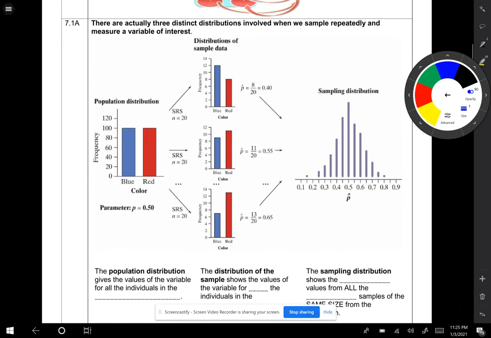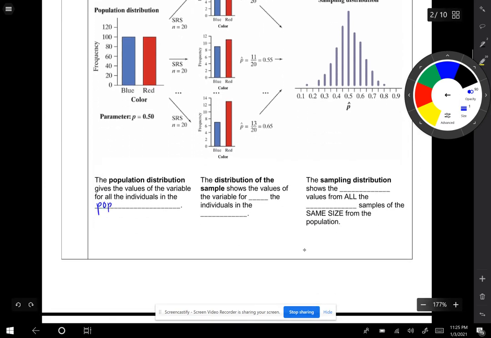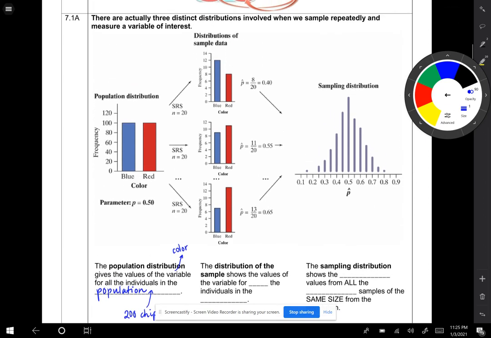On the left, we have a population distribution. So that basically talks about everything. The population distribution gives the values of the variable for all the individuals in the population. So in this particular example, it's talking about chips. So the population is 200 chips, and they're either blue or red. So that's the color, and our variable is color. That's our population distribution.